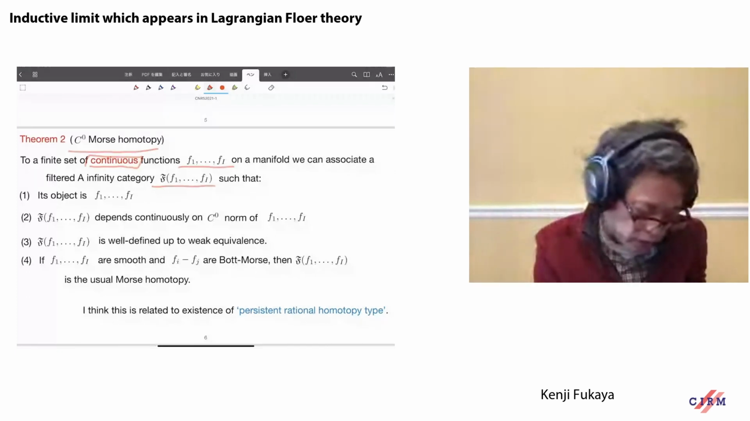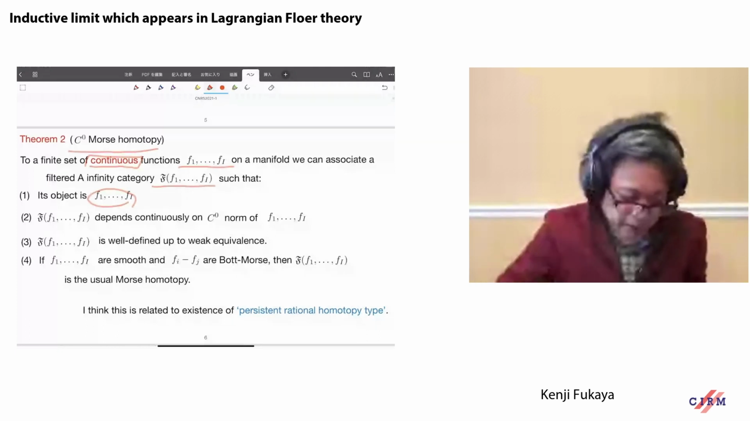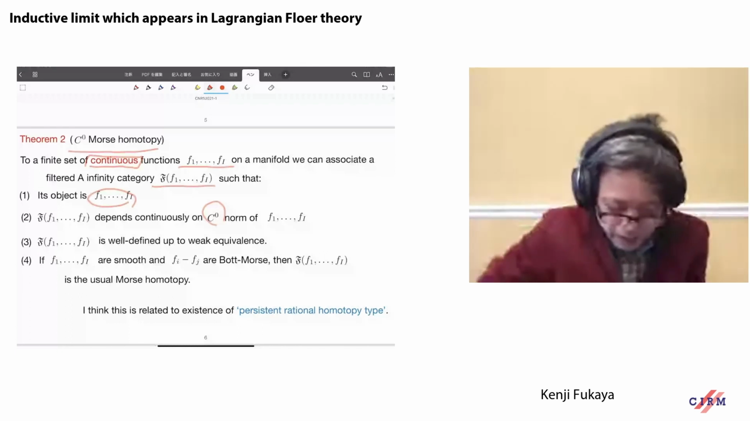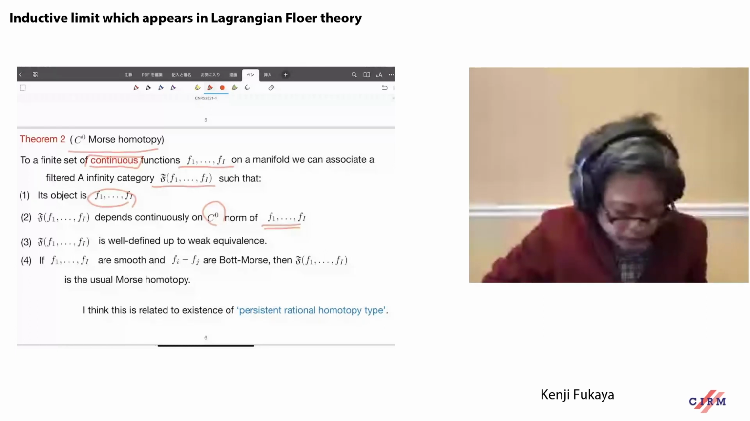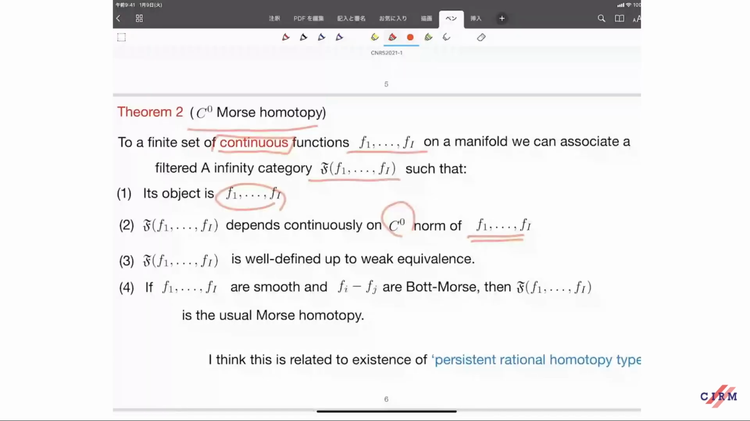This infinity category has as objects these continuous functions. And this filtered infinity category depends continuously in the C0 norm on these finitely many continuous functions. Of course, we need to say what I mean by depends continuously, and I will introduce some topology on the space of filtered infinity categories soon. And this is also well defined up to some notion of weak equivalence.